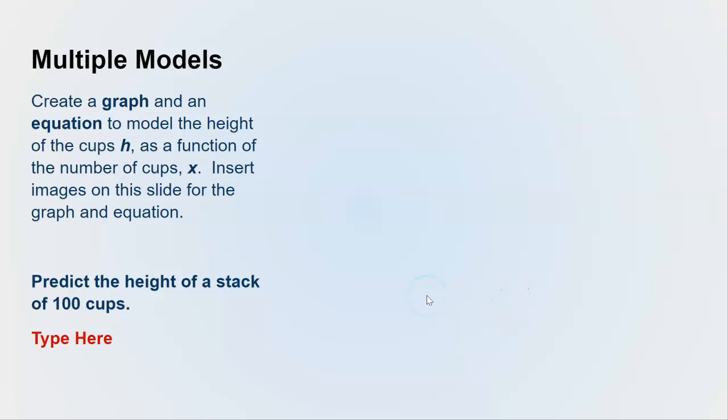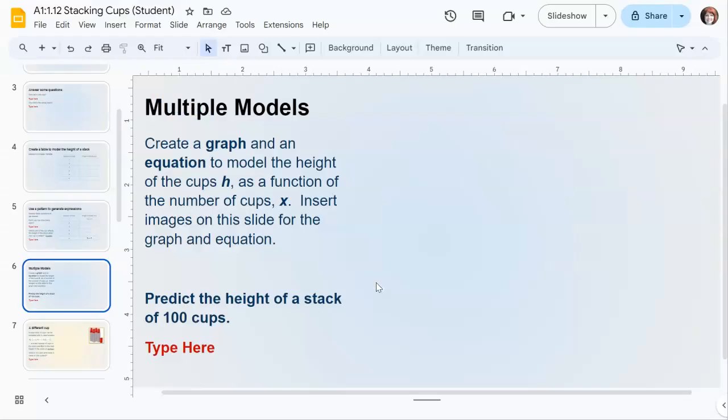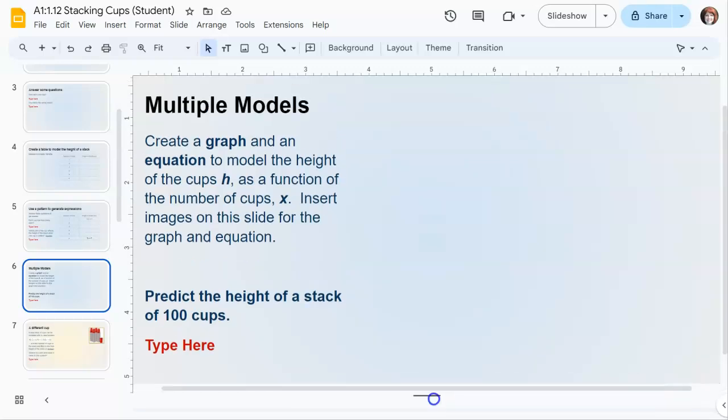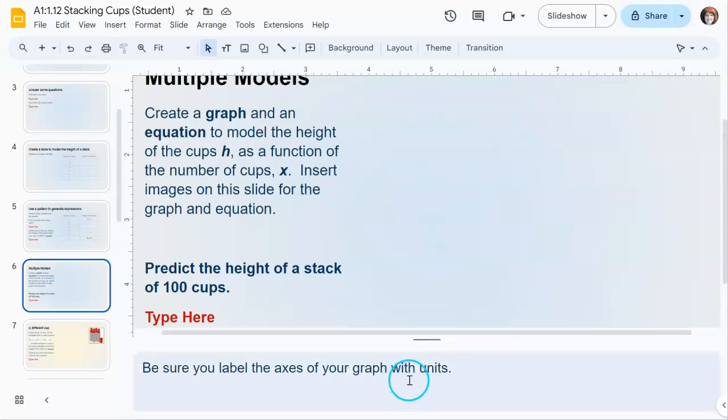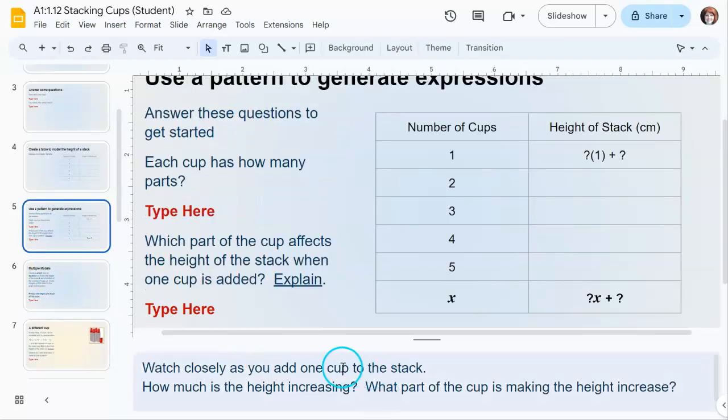You could actually just do the whole activity and not even go into the slides, and hand them this on paper at the end and have them maybe show you what they did. I want to show you some of the notes I put in for the kids down here. Like here I said label the units. And these are some notes out here. Watch closely as you add one cup. How much is this height increasing and what part is making that happen?